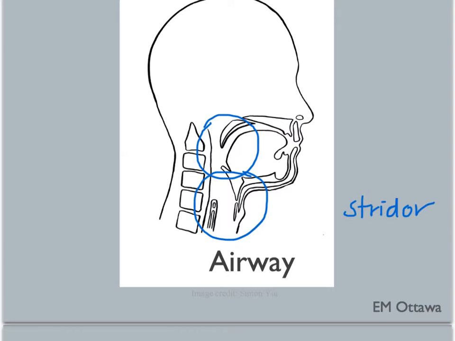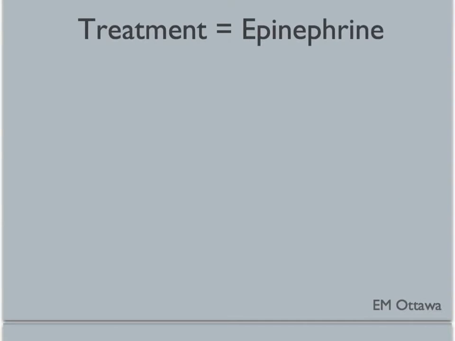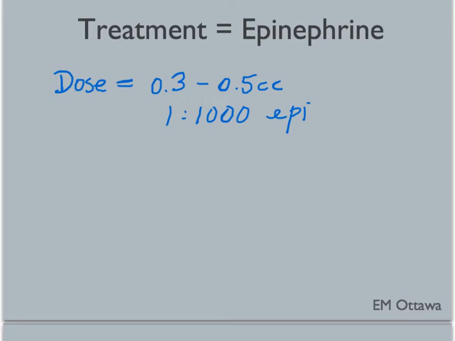Mostly, it will be during inspiration. However, sometimes you can hear it during expiration as well. If the airway is obstructed, the main treatment is epinephrine. It is usually given intramuscularly. The dose is 0.3 to 0.5 cc of a 1 in 1,000 epinephrine solution. We then monitor the airway closely. The same dose of epinephrine can be given repeatedly after 5 to 10 minutes if the symptoms do not subside.